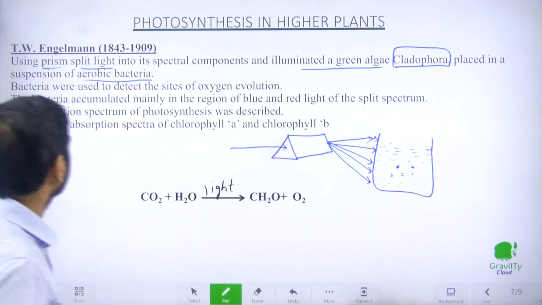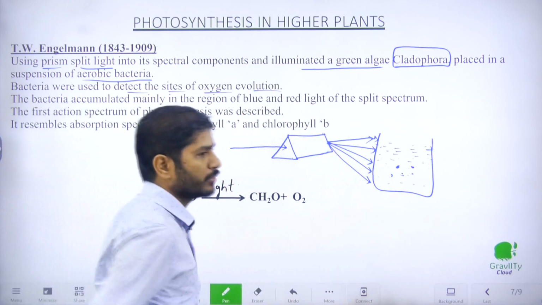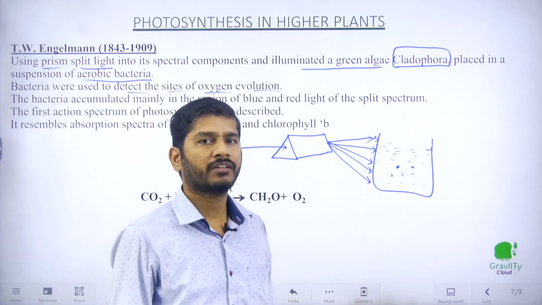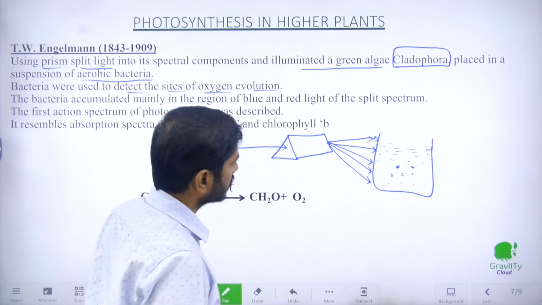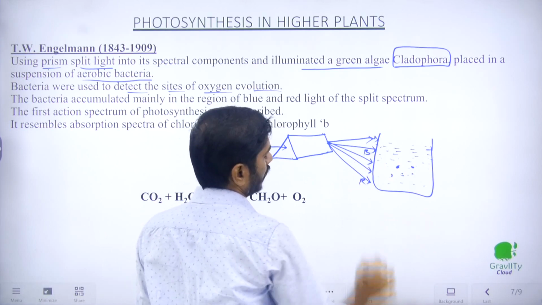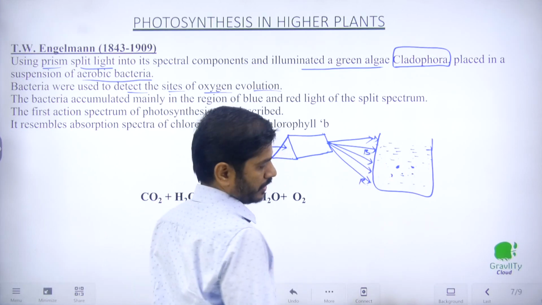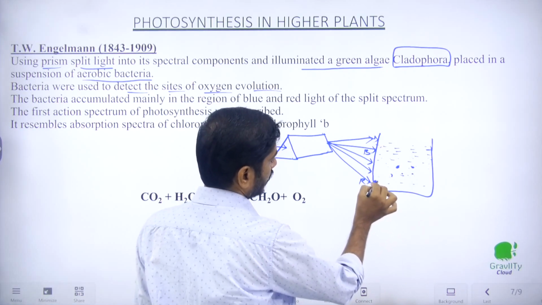So what he observed was that bacteria were used to detect the sites of oxygen evolution. Why? Because they are aerobic bacteria. They require oxygen for their respiration process. Now, where exactly blue color and red color are present, there these bacteria accumulate.